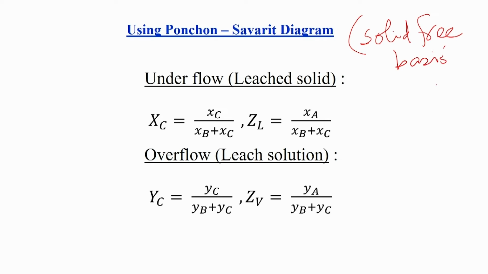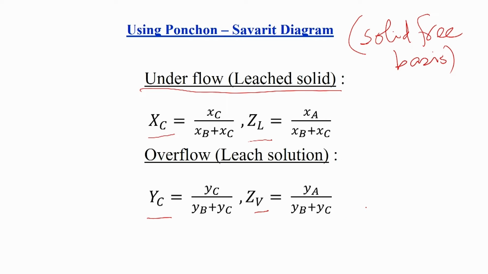So, we can say this underflow, that is the leached solid, or the cake, or exhausted solid, will have X_C equal to x_c by x_b plus x_c, and Z_L will be x_a by x_b plus x_c. In case of the overflow, Y_C is equal to y_c by y_b plus y_c, and Z_V is equal to y_a by y_b plus y_c.